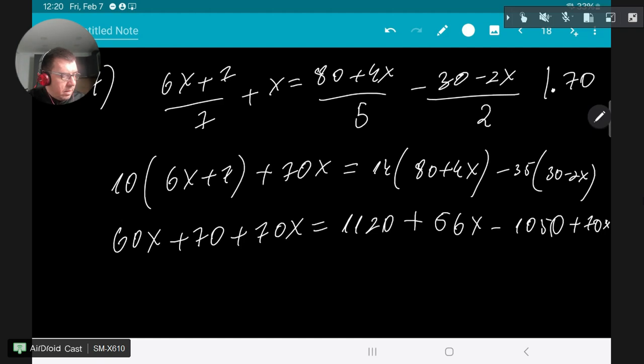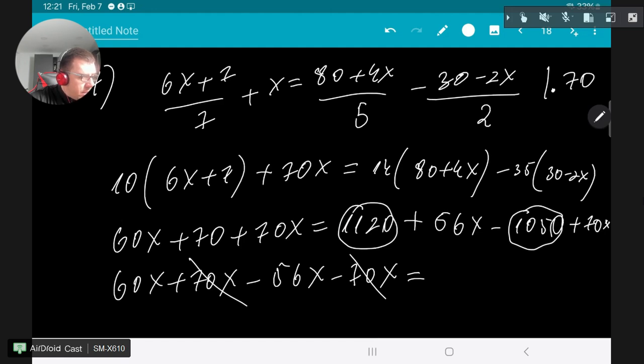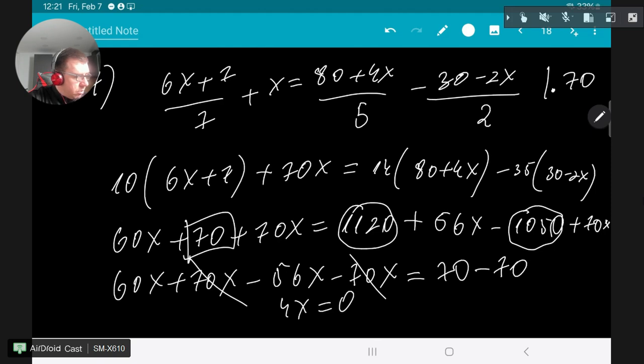Okay, so 60x plus 70x minus 56x minus 70x, this will cancel, equals to 1120 minus 1050 is 70, and this 70 will go with a minus, so 70 minus 70, and I get 4x equals 0, and therefore x equals 0.